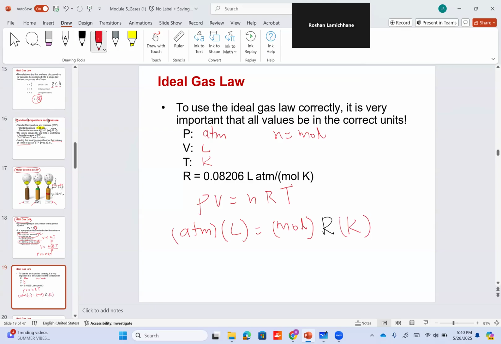So if I solve for R, what you're going to see is R equals liter times atm divided by mole times Kelvin. And look at that. Isn't that the unit for R? And you can use this technique for any physics or biology courses that you will take, where you do something called unit analysis to figure out the unit of anything.